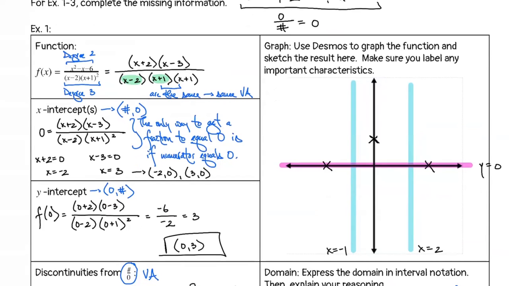But do me a favor, go ahead and put this f of x into Desmos now. All right, let's see what Desmos says this looks like, and let's see if it matches the characteristics that we found from our equation.